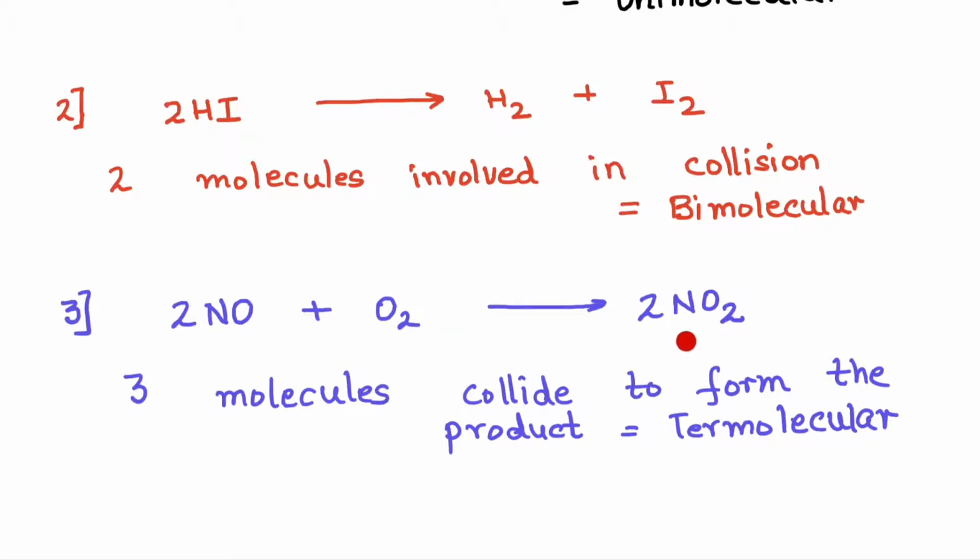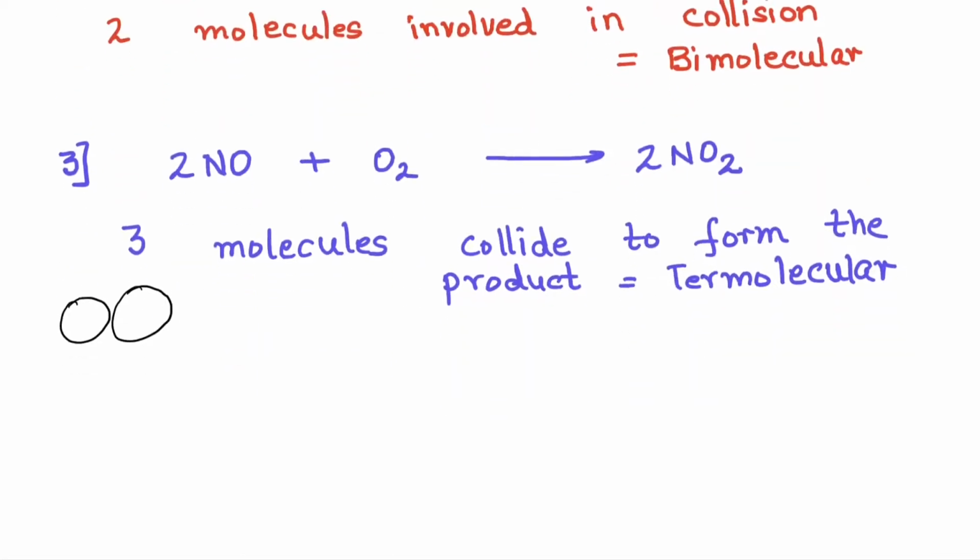2NO plus O2 giving us 2NO2. Now here three molecules are colliding to form a product, so it's a termolecular reaction. Three molecules colliding. See, it is easier to visualize two molecules colliding with each other in order to form a product. But if you have three molecules colliding to form a product, it becomes a little difficult.